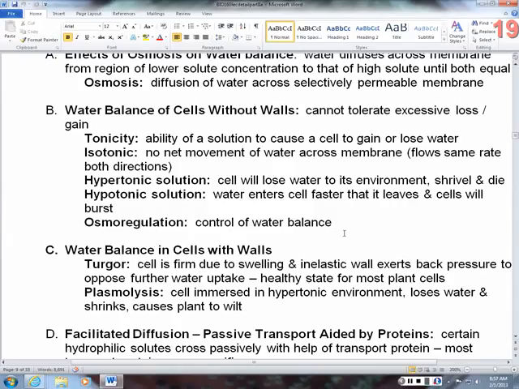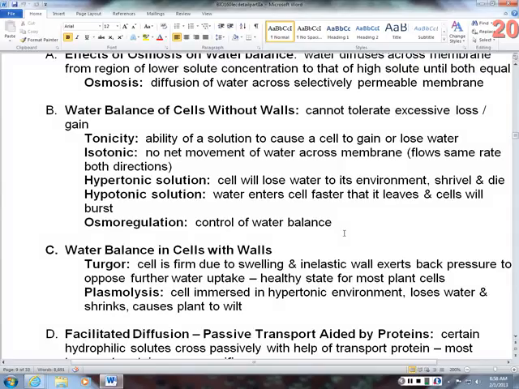Hypertonic means that it's too concentrated. Hyper is too much. So, it's got too much solute in there, so it's going to lose water to its environment, and it will shrivel up and die. If it's hypotonic, water is going to enter the cell faster than it leaves, and it will burst in there.